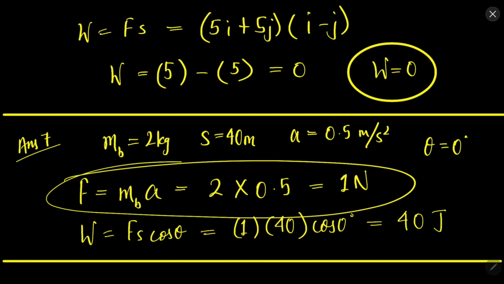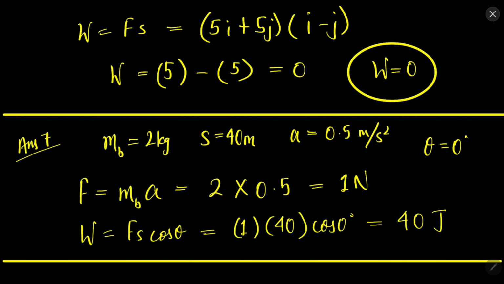So remember, this is the force. How? Because the object is accelerated by the person, so the acceleration of the person will be same as that of the block because they are moving together.